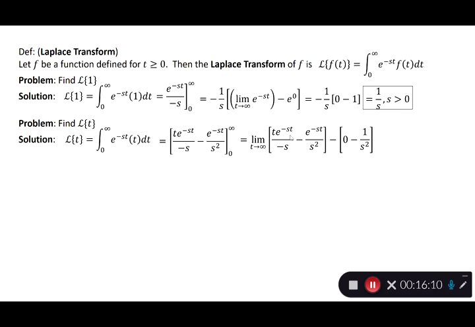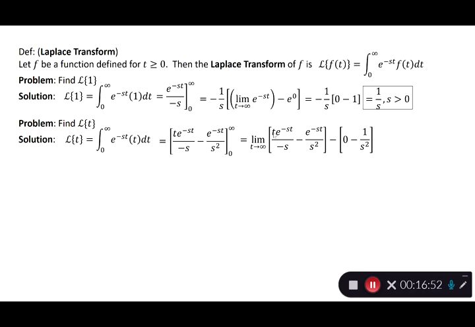Any thoughts on that? Well, let's put the condition again that s must be greater than 0. Tell me in that situation what happens to this. Would you agree I can write this as t over e to the st? E to the negative st can be written as 1 over e to the st. So as t goes to infinity, we have the top going to infinity and the bottom also going to infinity, because we already said s is greater than 0. So we have infinity over infinity.